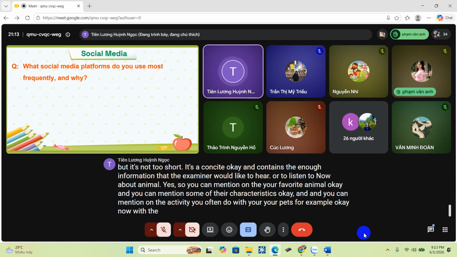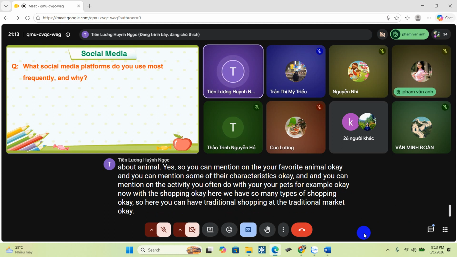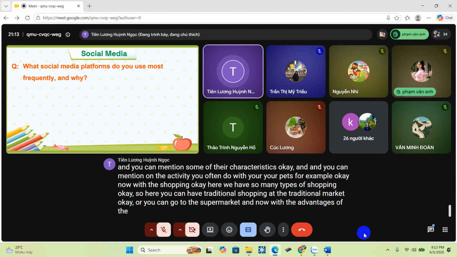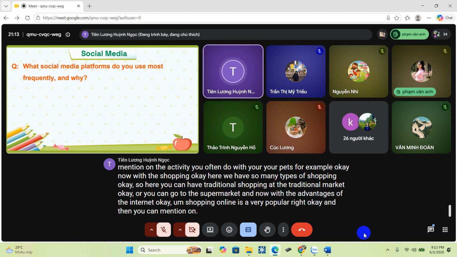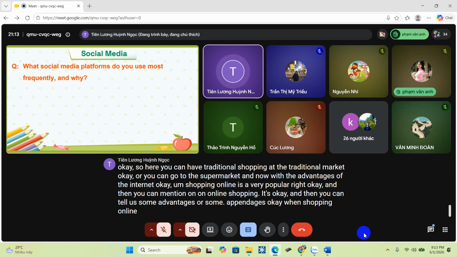Now with shopping, here we have so many kinds of shopping. Here you can have traditional shopping at the traditional market, or you can go to the supermarket. And now with the advantages of the internet, shopping online is very popular, right? Then you can mention online shopping, and tell us some advantages or some disadvantages when shopping online. That is your own opinion, right?